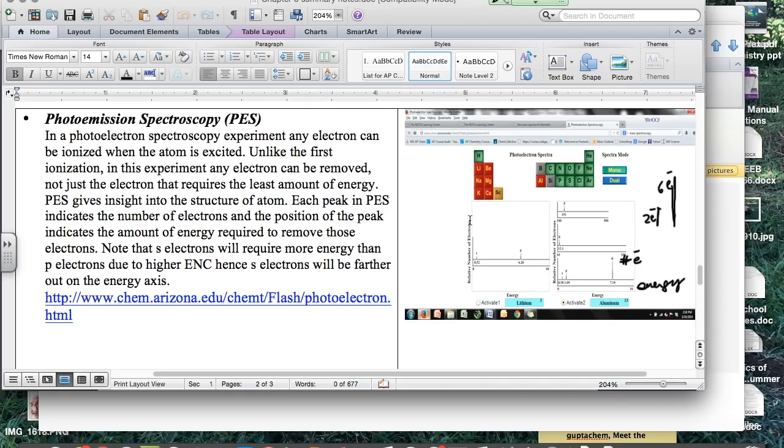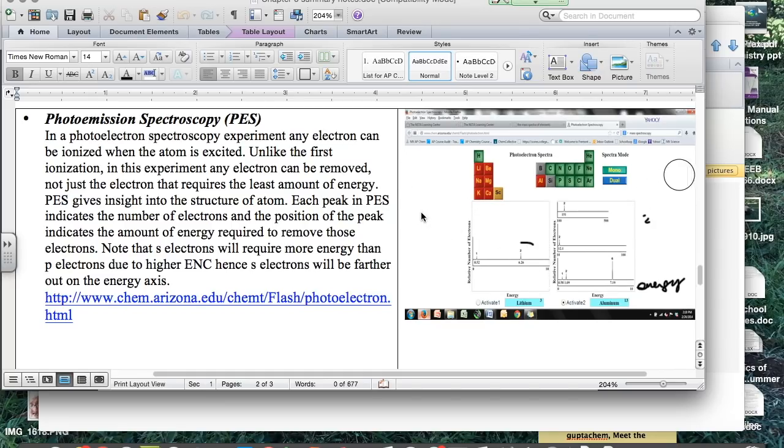Then remember, the inner electrons will require more energy than outer electrons. So if the energy is increasing here, the 1s electrons will be the highest energy, because they require the most energy because of the greatest effective nuclear charge. So that is photoemission spectroscopy, and it provides proof that both the s electrons have the same energy, and that 2s electrons have lower energy than 1s electrons, and 3s have even lower.